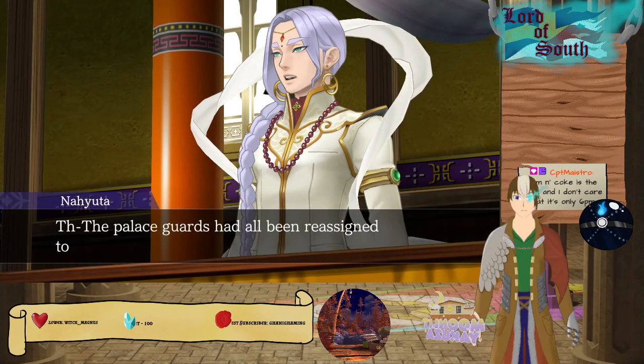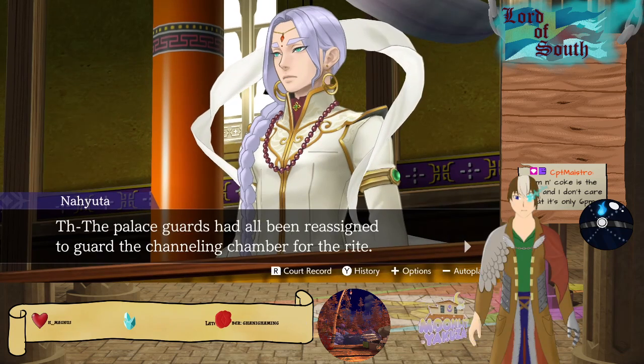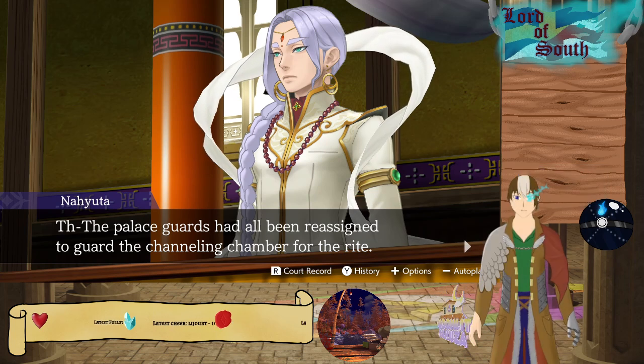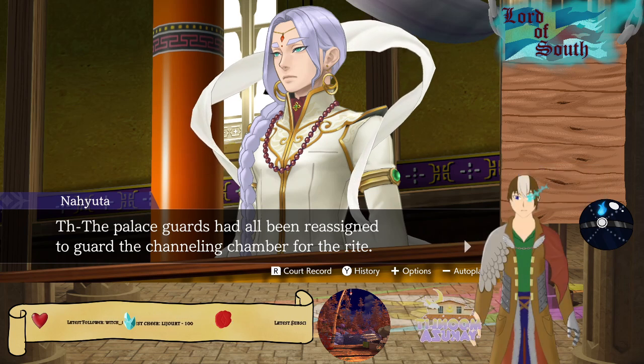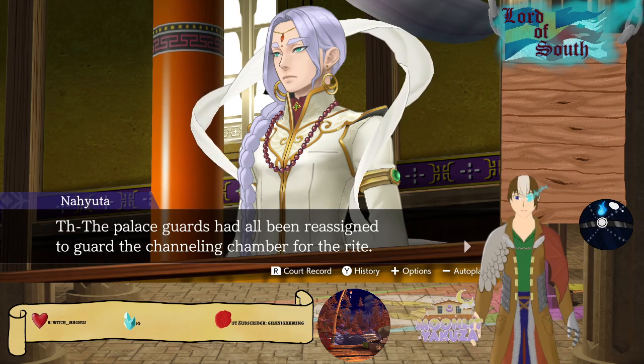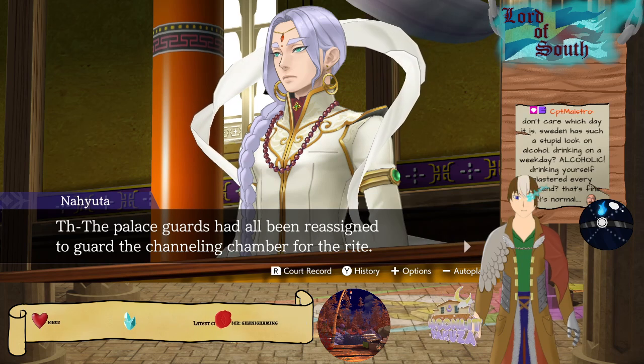Oh, no, they are gonna use that to channel the Holy Mother. The Holy Mother wanted Inga dead, but also wanted the Rook to be the one that would fall for it. The palace guards had all been reassigned to guard the channeling chamber for the rite.